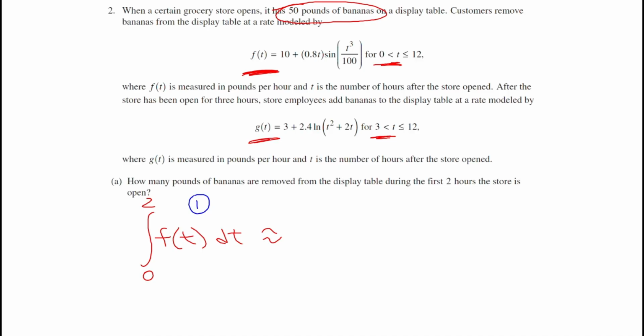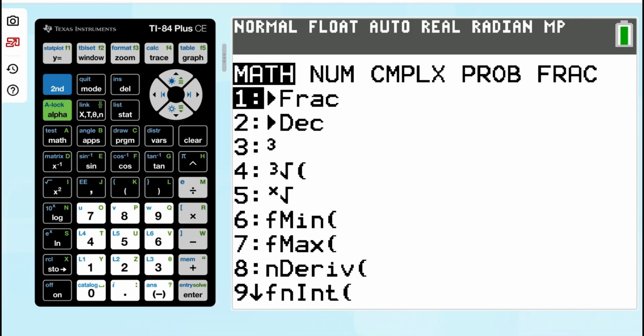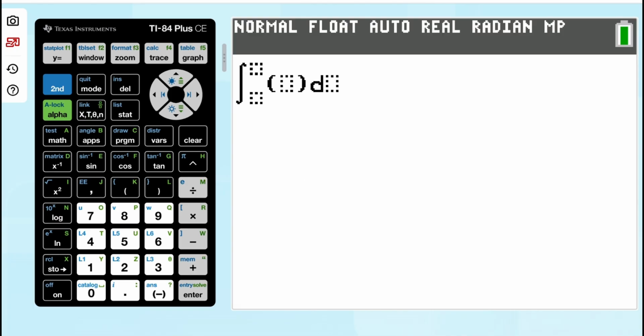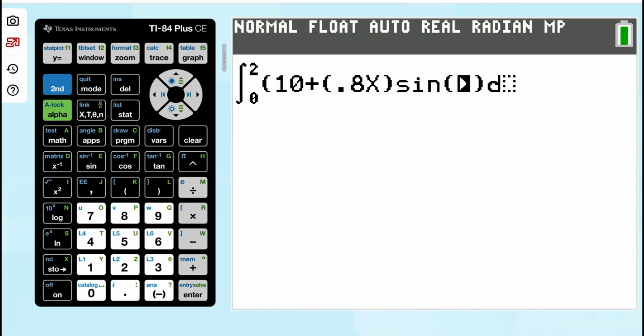So we'll just punch that into our graphing calculator here. We hit math. We're going to hit option 9. You don't have to scroll down. You can just hit the 9. I'll scroll all the way down. And then we're going to integrate from 0 to 2, the f of t function, which was 10 plus, and then it was 0.8t. So since we're using x here, we're going to do 0.8x times the sine of x cubed over 1,000.